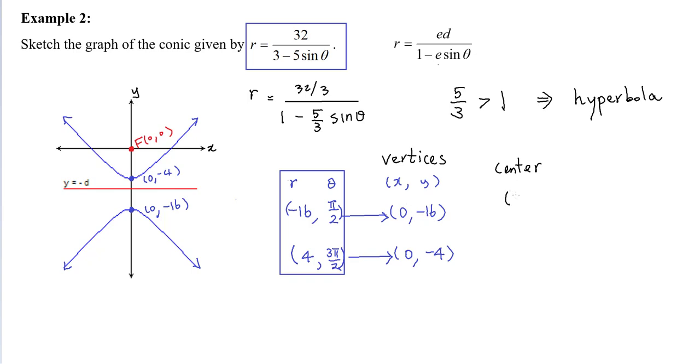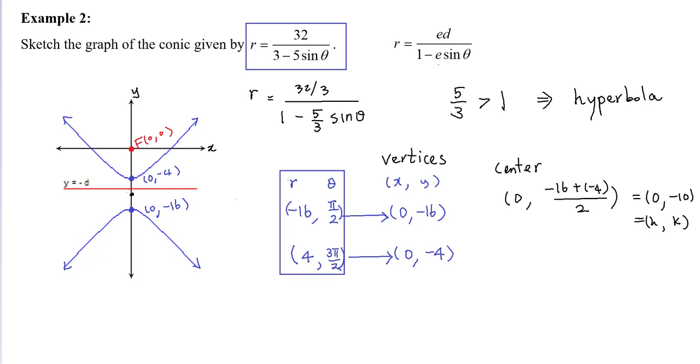So that means 0 plus 0 divided by 2 is 0. Negative 16 plus negative 4, which is negative 20, divided by 2. The midpoint is the addition of the two coordinates divided by 2. So the center is 0, negative 10, and this is your h, k. So the center is somewhere here, 0, negative 10.